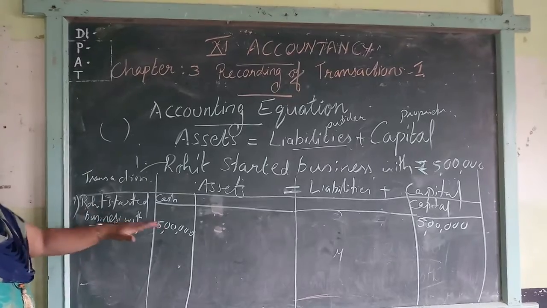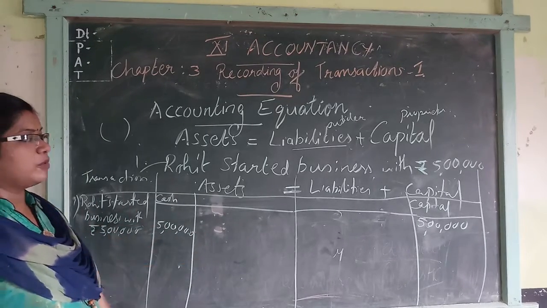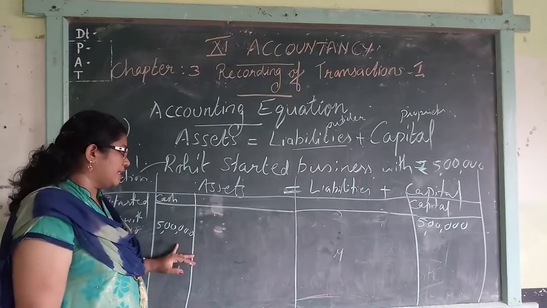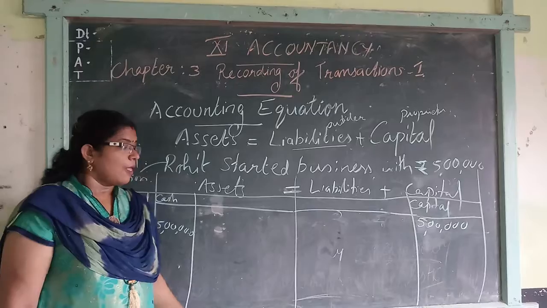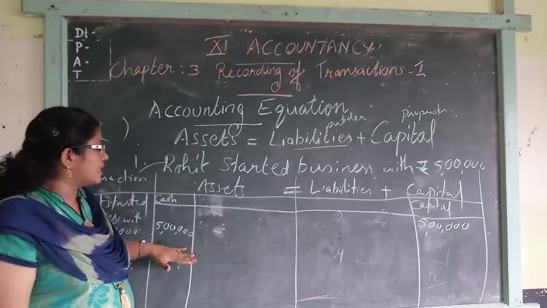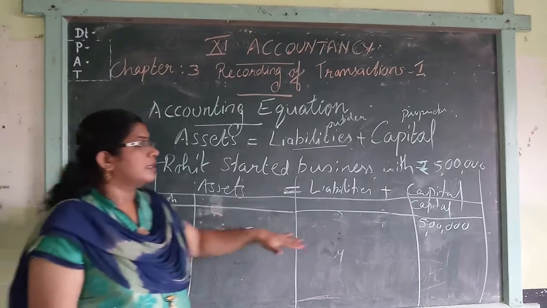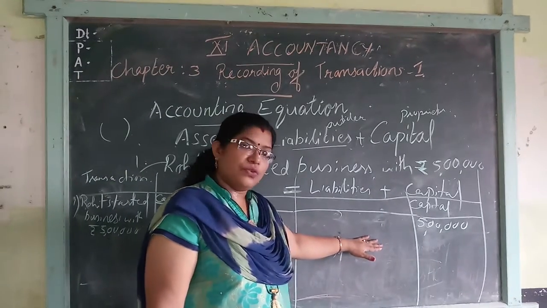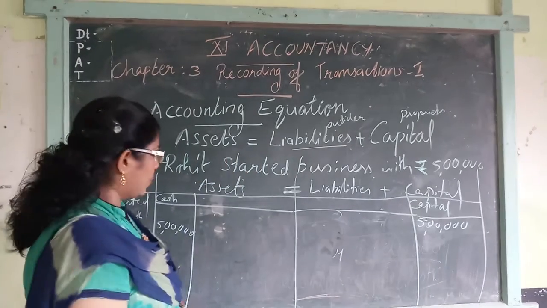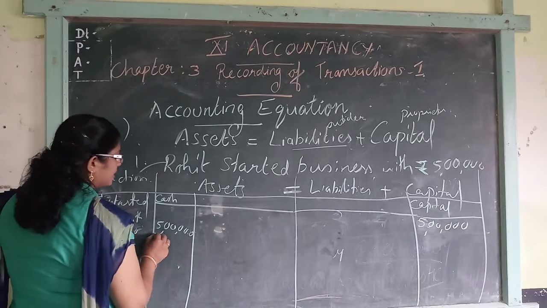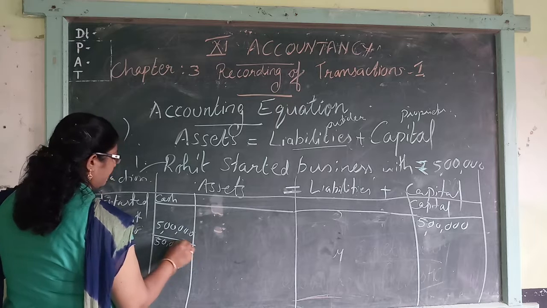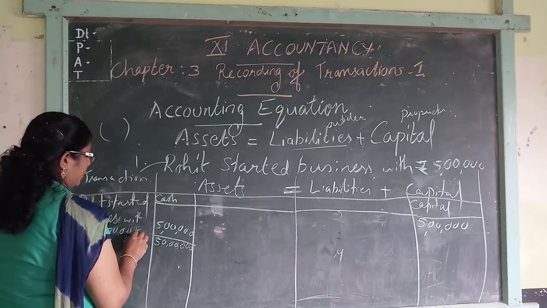Now this is the two-fold effect posted. Minimum two effects will come. One is in cash, one is in capital. So anyway, we can find the accounting equation. Assets total is 5 lakh, capital total is also 5 lakh. So assets is equal to liabilities plus capital, the new equation. Here assets total is 5 lakh.